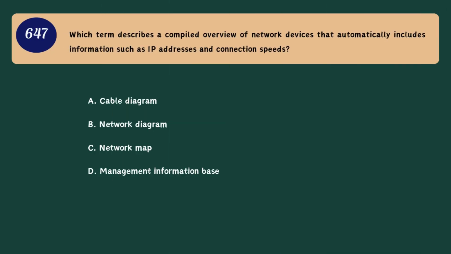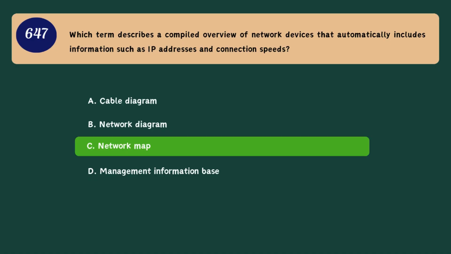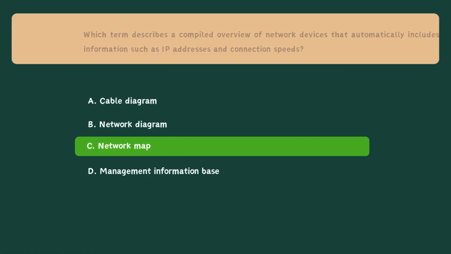Question 647. Which term describes a compiled overview of network devices that automatically includes information such as IP addresses and connection speeds? A. Cable diagram. B. Network diagram. C. Network map. D. Management information base. Correct answer. C. Network map.